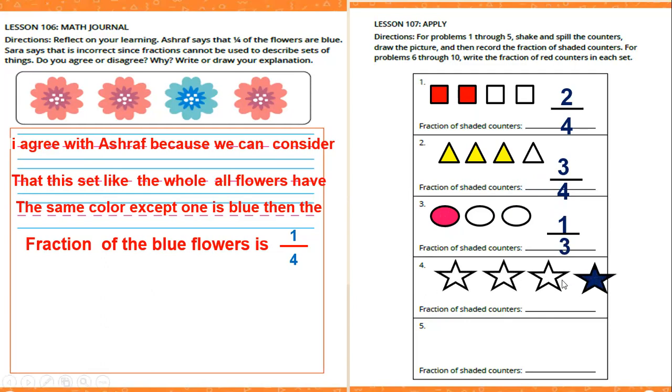Number 4. How many colored stars? I want to write the fraction. Bravo. Excellent, Noor and Lujaina. 1 over 4. We have only 1 star colored out of 4. The last one, how many colored rectangles? Bravo. Excellent, Lujaina. 2 over 3. Excellent.